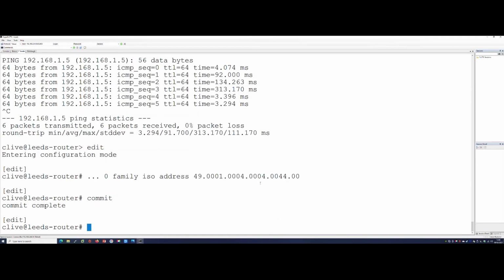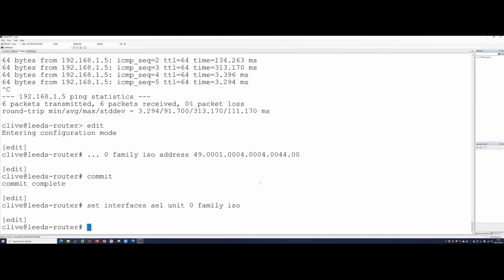Okay, and what we're going to do now is set our interfaces into ISO as well, into the family ISO. So it's AE1 is all we've got on this system. So we just need to put that into family ISO, and then we need to set protocols IS-IS interfaces AE1.0.